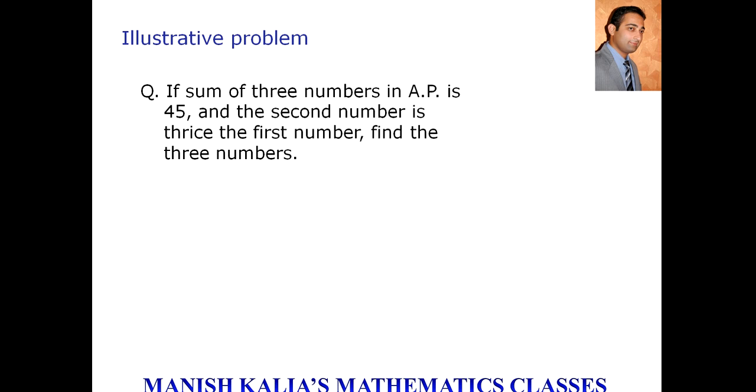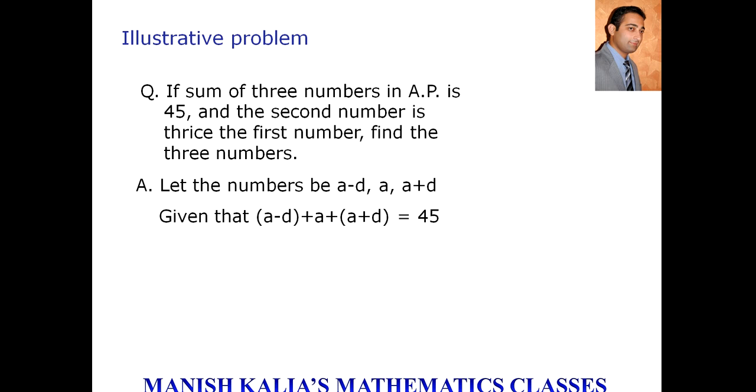So let us do one illustrative problem. If the sum of three numbers in an AP is 45 and the second number is thrice the first number, find the three numbers. In this we have to choose the AP. As the sum of three numbers is given to be 45, we'll choose the three numbers as a minus d, a and a plus d. By doing this, we will be able to eliminate d from the equation. So we'll end up with 3a equal to 45, which implies a is equal to 15.